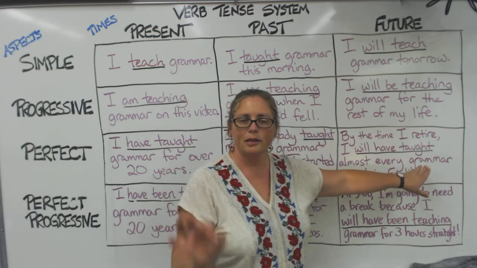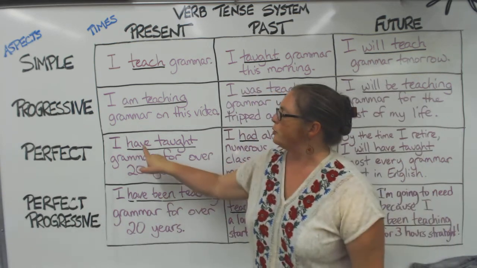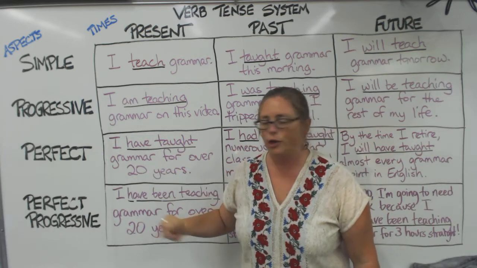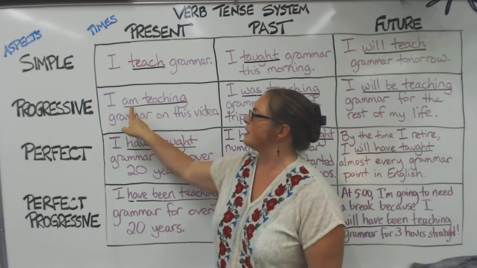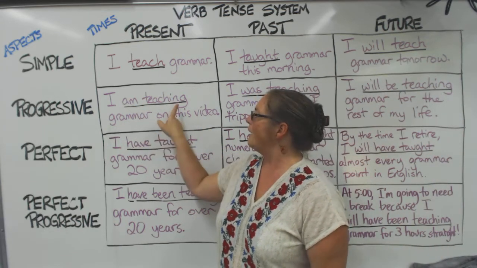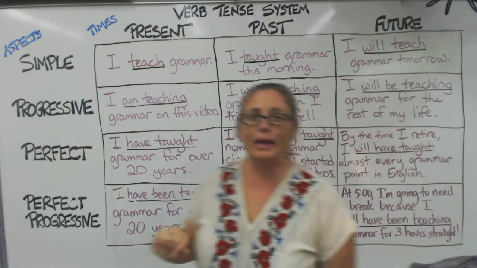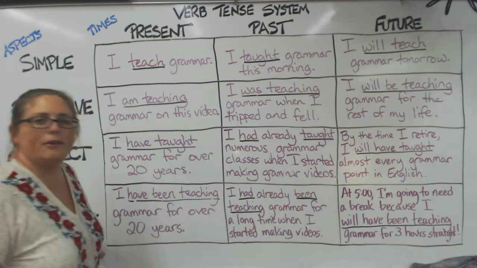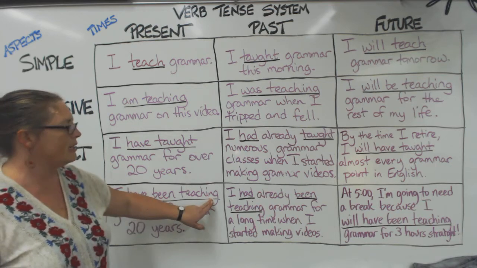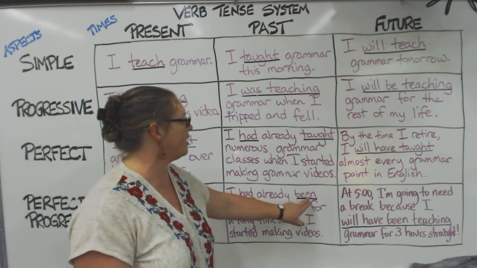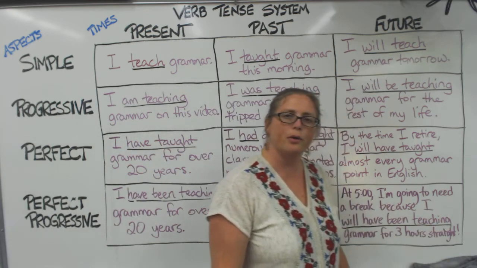Here, separate points. You'll notice that the perfect uses the have auxiliary verb. Here, here, and here. The progressive uses the be verb and ing: am-ing, was-ing, will be-ing. The perfect progressive combines the two. Here is the perfect, here is the progressive. Here is the perfect, here is the progressive. Here is the perfect, here is the progressive.